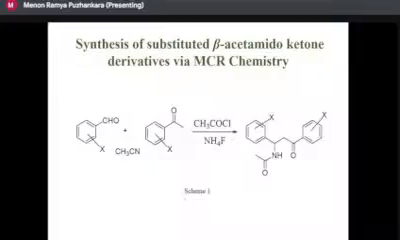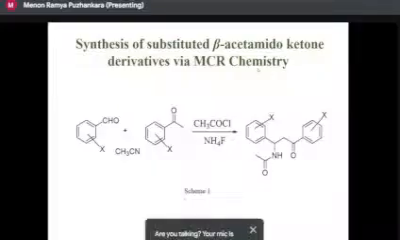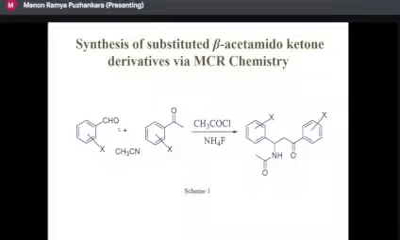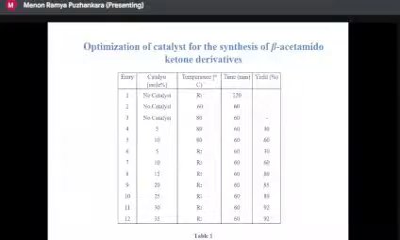Synthesis of substituted beta-acetamidoketone derivatives via multi-component reaction. Here, a series of beta-acetamidoketones have been synthesized via green one-pot multi-component reactions between variously substituted aromatic aldehydes and enolizable ketones, acetyl chloride, and acetonitrile as a solvent in the presence of ammonium fluoride catalyst to form variously substituted beta-acetamidoketones. And optimization of this catalyst for the synthesis of beta-acetamidoketone derivatives.